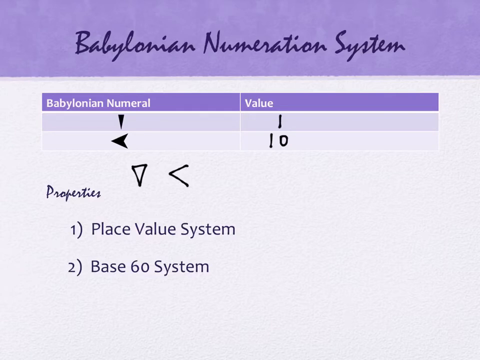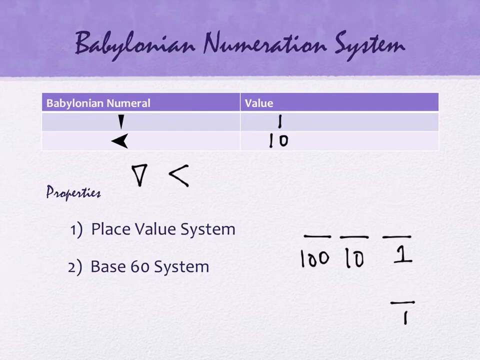So we would normally have a ones place and a tens place. Like this would be 1, and this would be 10, and this would be 100, right? That's what our place values look like if we write them out in expanded form. Well, theirs look like 1, and then 60, and then 3,600, and the reason is that's 60 squared, just like 100 is 10 squared. So each of their place values is built upon the base of 60 instead of the base of 10. And then within each place value, they add whatever tens and ones they need to equal that value. So let me show you an example of one of their numerals so you can see how that plays out.